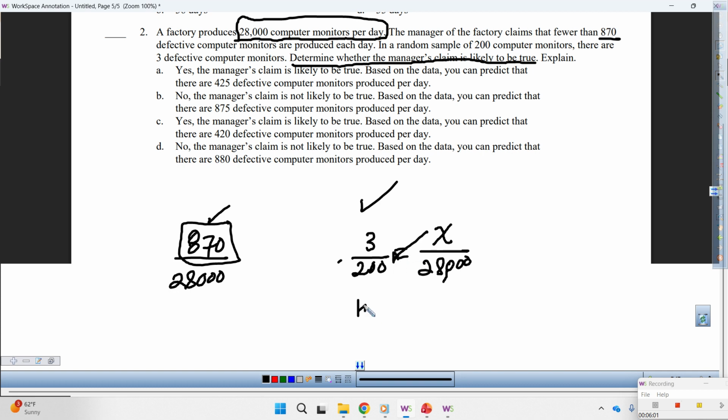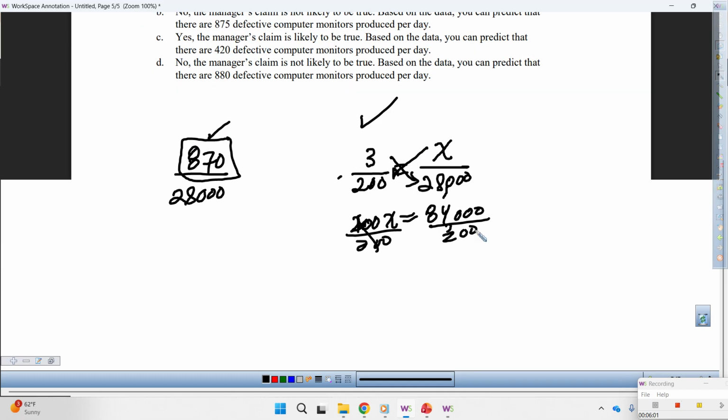Yes. Cross multiply. 200 X equals 84,000. Divide by 200, divide by 200. So, take away some zeros. 840 divided by 2 is 420. So, in 28,000, there are how many defective? According to that sample, 420.